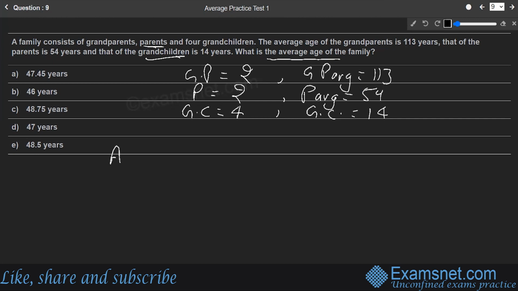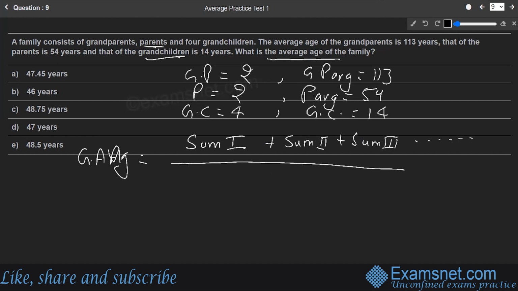So we can always find out the grand average. The grand average of the whole family can always be calculated by sum of the first category or the first generation plus sum of the second generation plus sum of the third generation, and if at all there are more than three, then this pattern continues, divided by total number of people in the family. This is how the grand average of the family can be calculated.